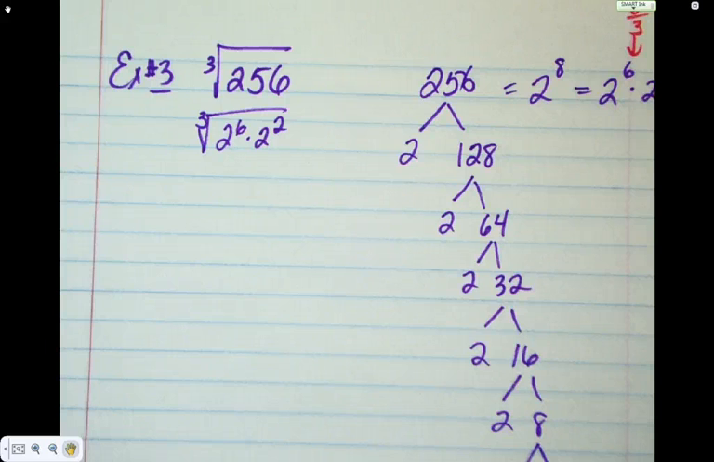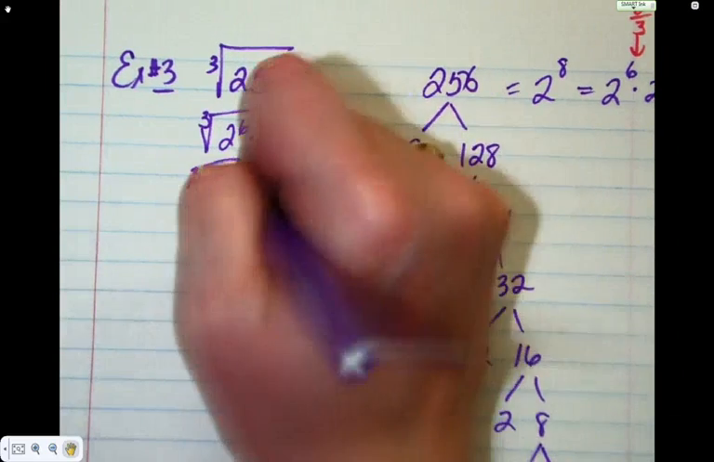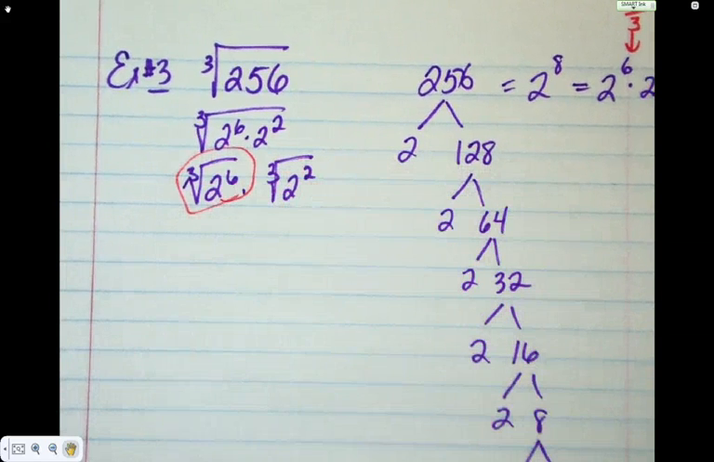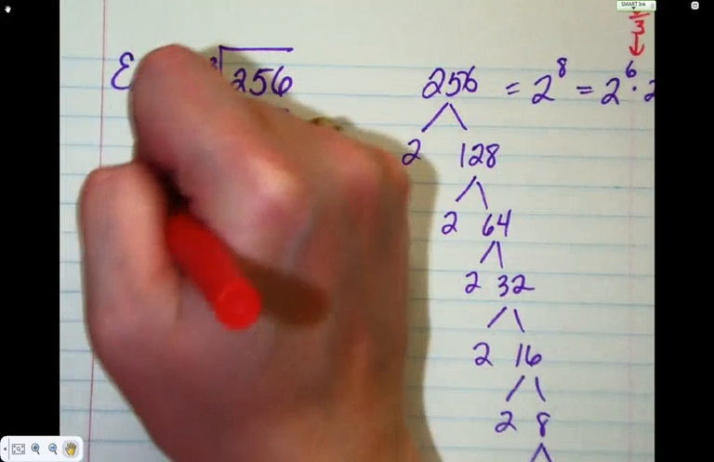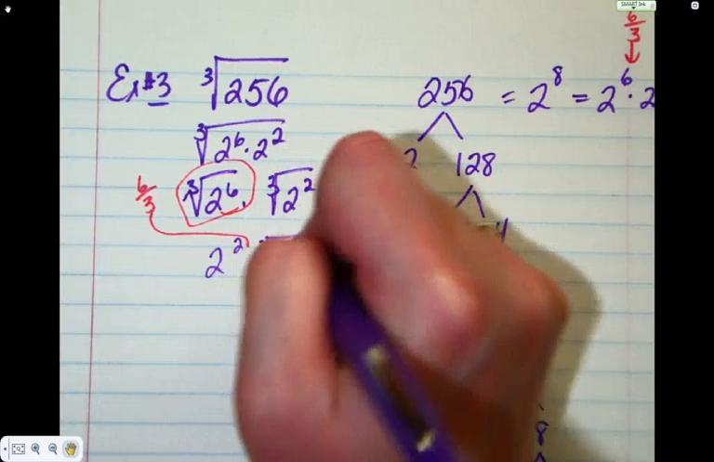The multiplication property of radicals says if I'm multiplying 2 things under the radical, I can just split them up and give them their own radical. So this is going to be the cube root of 2 to the 6 times the cube root of 2 squared. This one I can evaluate evenly. What happens to the exponent when I square root or cube root something? We divide by it. So 6 divided by 3 leaves me with 2, and I'll just make a note. That comes from 6 divided by 3. I can't divide evenly this guy, so I'm just going to leave him exactly the way he looks.